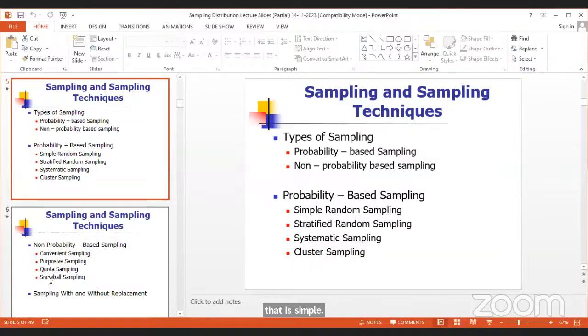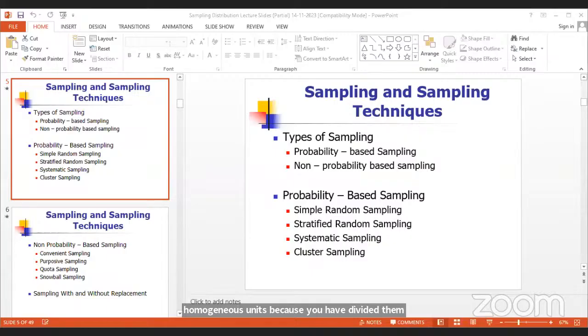So stratified random sampling is in 2 phases. The first phase is that you divide the population into heterogeneous units. You divide them into groups. You call them strata. So you form strata. Each stratum is expected to have homogeneous units, because you have divided them based on your groupings, based on the information that you have about the population.